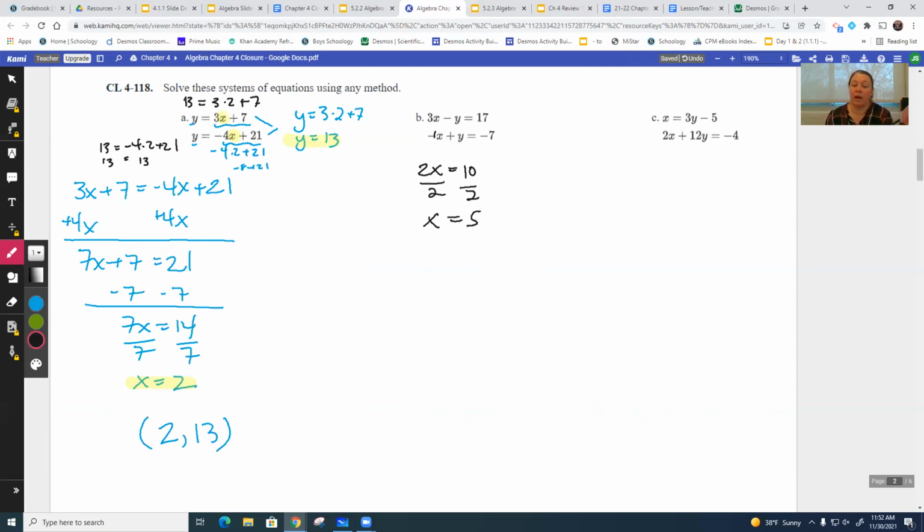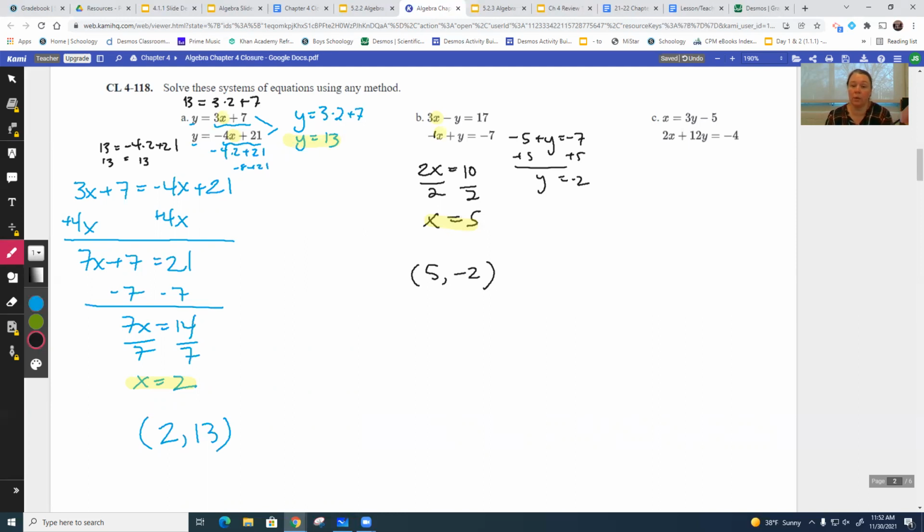And once I know x is 5, I'm going to put that value of x into either of these equations and solve to get my y. It doesn't matter which. I think the bottom one looks easier. So this would be -5 plus y equals -7. And then if I add 5, I get that y is -2. So my solution is 5, -2.